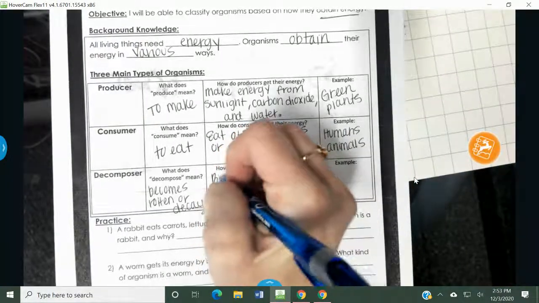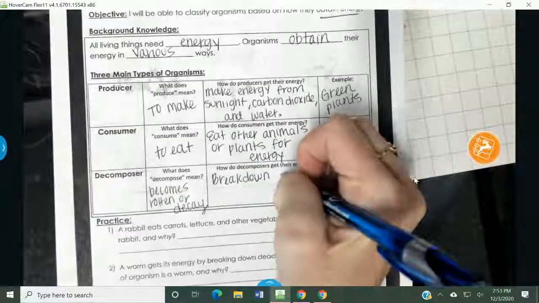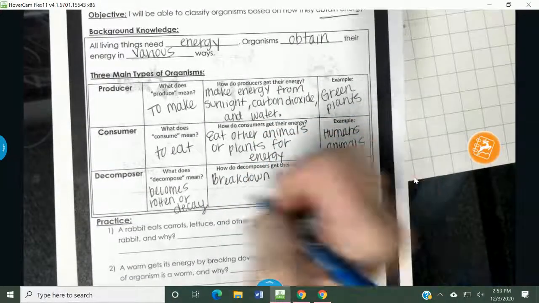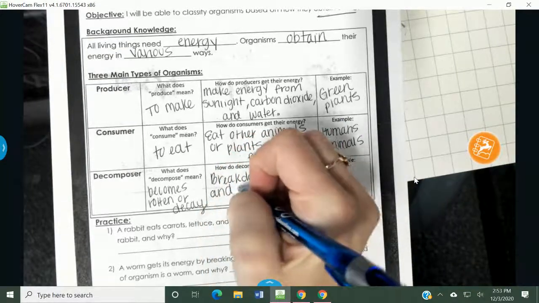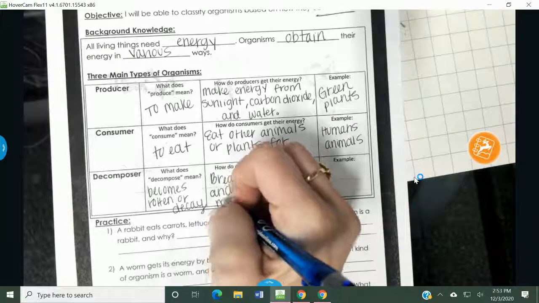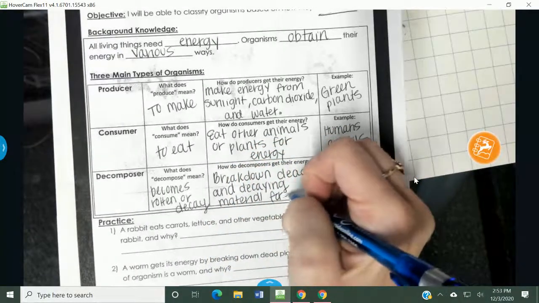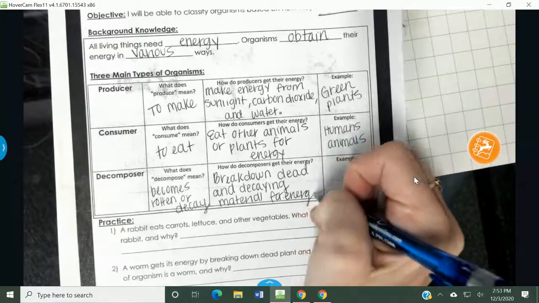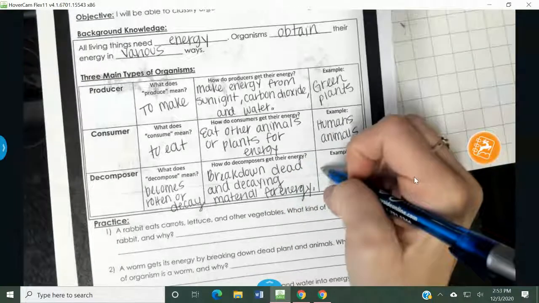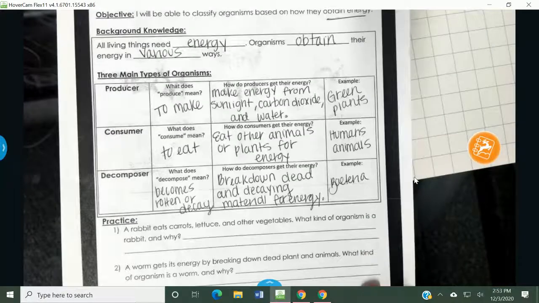They break down dead or decaying material for energy. Bacteria. Bacteria is a form of a decomposer, okay?